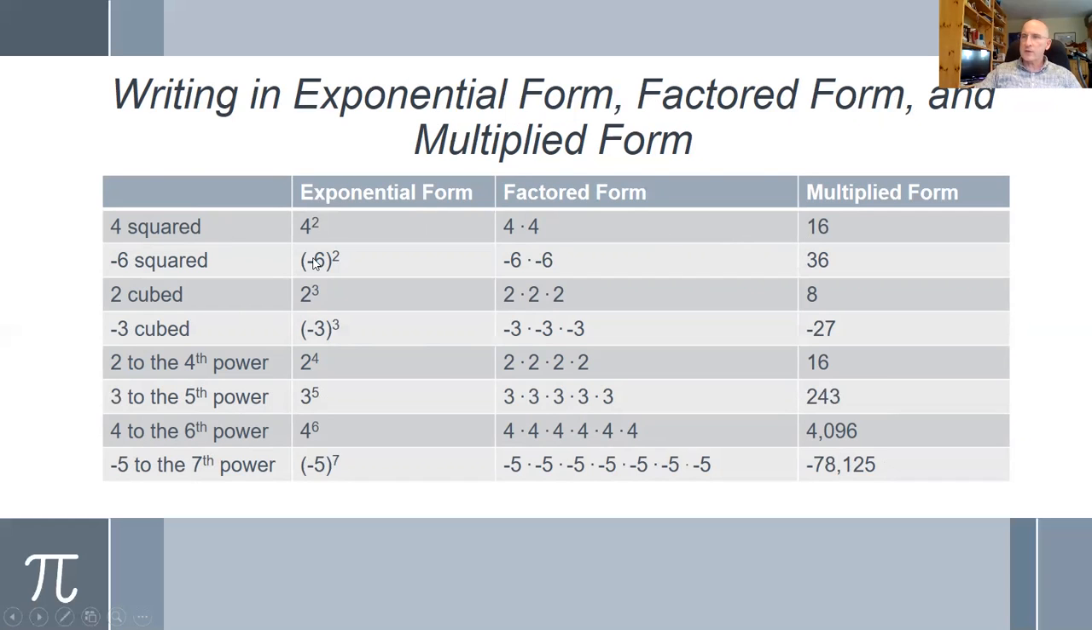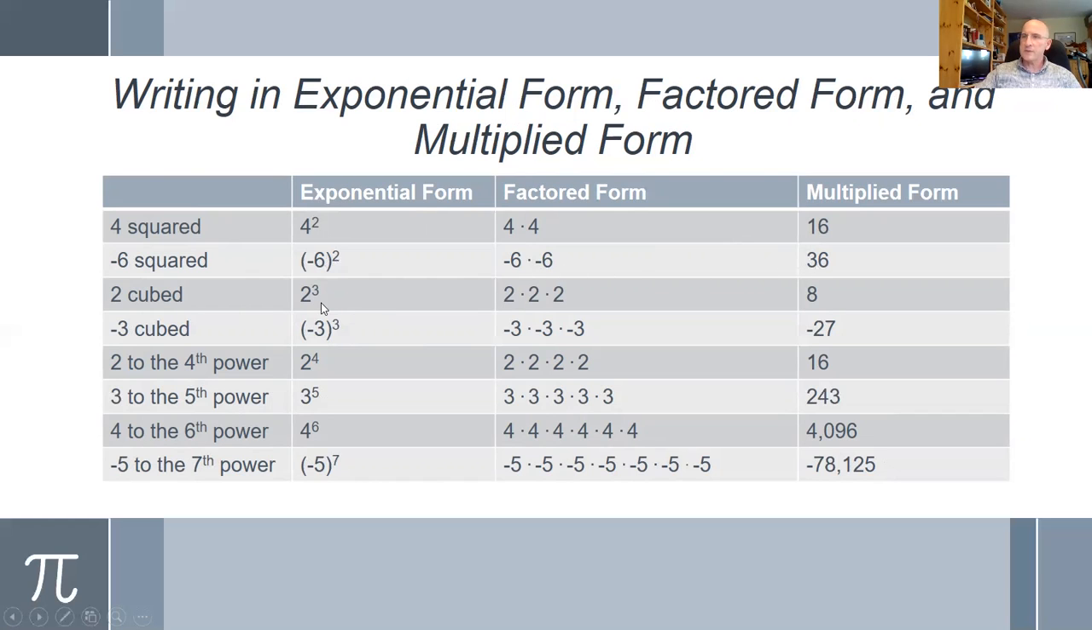So if we continue to look down for each one of these examples, we have minus 6 squared. Squared means it's to the second power. So minus 6 squared is how we write that. Factored form would be minus 6 times minus 6, and then minus 6 times minus 6 is 36.